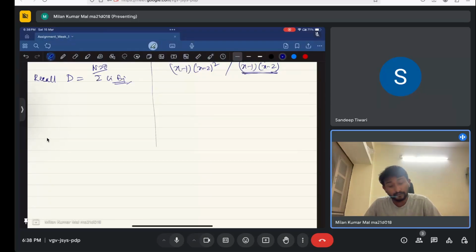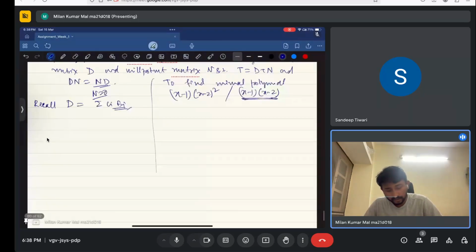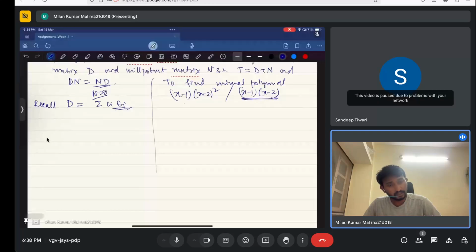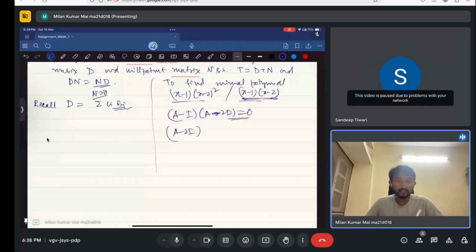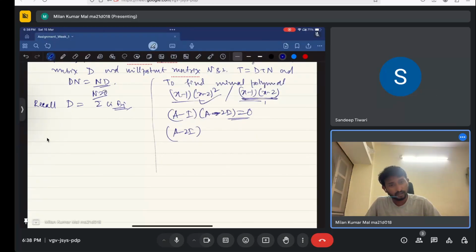Even to find which one is the minimal polynomial, there are two options. One can check whether A minus I times A minus 2I is equal to 0. The other option is to check the eigenvectors of A minus 2I. If only one eigenvector is there, then the minimal polynomial has to be the first one. If we have two eigenvectors, then it has to be the second one.